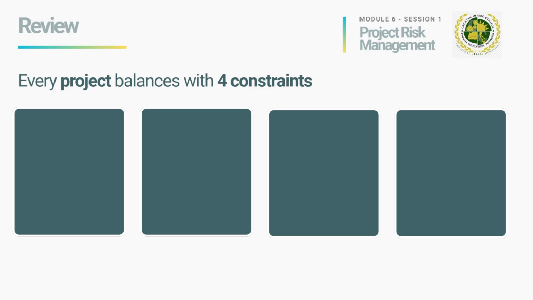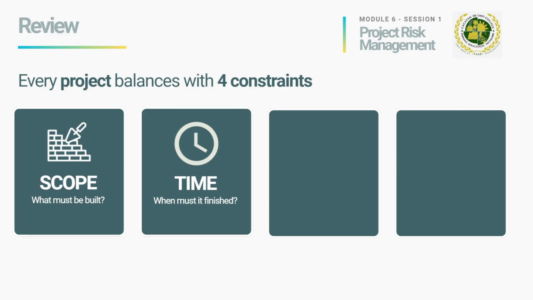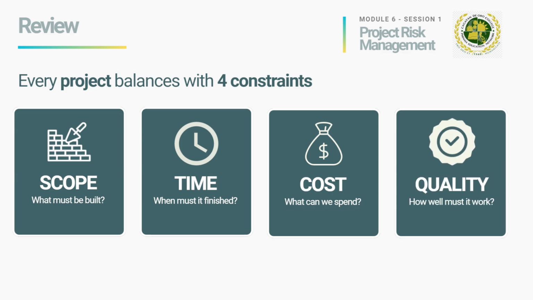So what are these four constraints? As a review, we have the scope, which are the things that we must build. We have the time, or when we will be finishing the project. We also have the cost, what we can spend on the project, and the quality, how well the project must work. These four constraints make up the definition of a project.